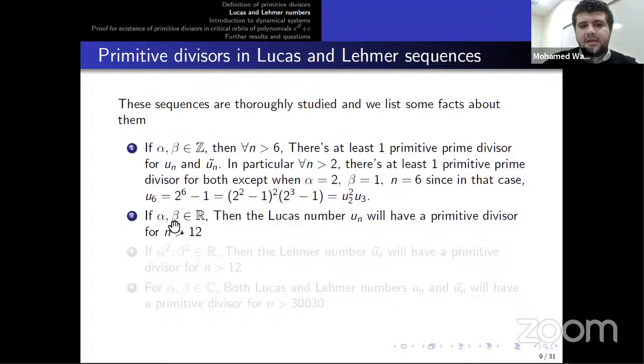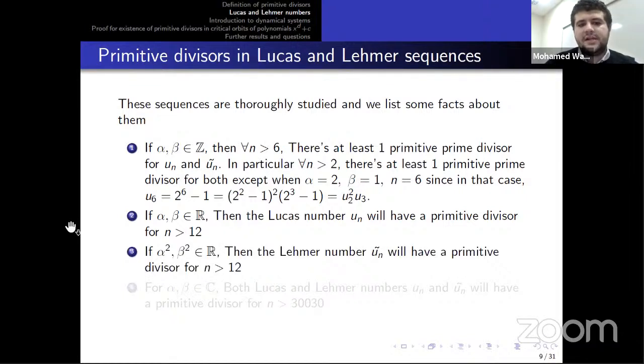If alpha and beta are in R, real numbers, but satisfying the other conditions, then the Lucas number can be defined, and in that case, we have a primitive prime divisor for all n greater than 12, not 6. For the Lehmer number, we require alpha squared and beta squared to be in R, and again, there will be a primitive prime divisor for all n greater than 12.